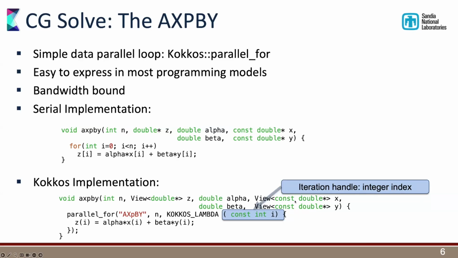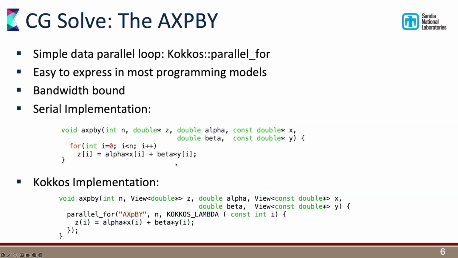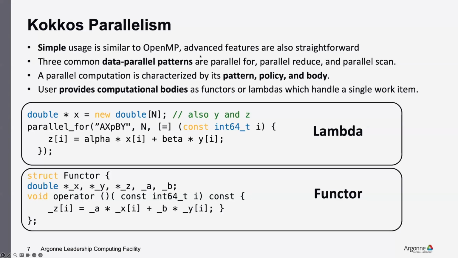The other difference is that the loop body is now accessing the arrays through parentheses. That's because the arrays are not pointers anymore. These are now Kokkos views. Otherwise, the loop body looks pretty much exactly the same. So the main changes are you're now using views, and you have to change your for to be a parallel_for and pass in this lambda, which I'll give a little more detail on.